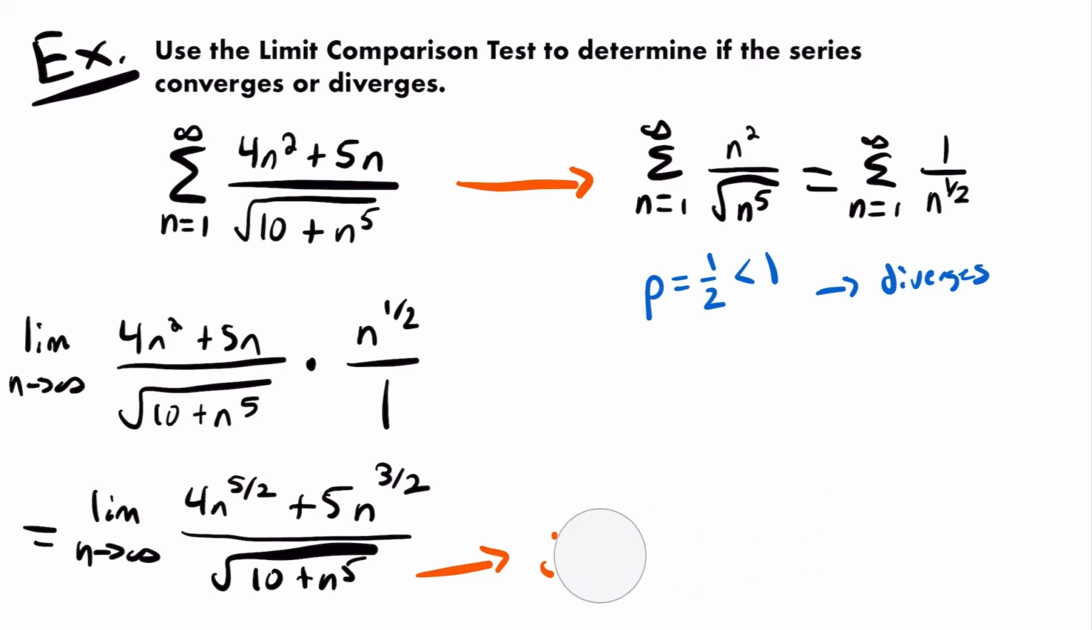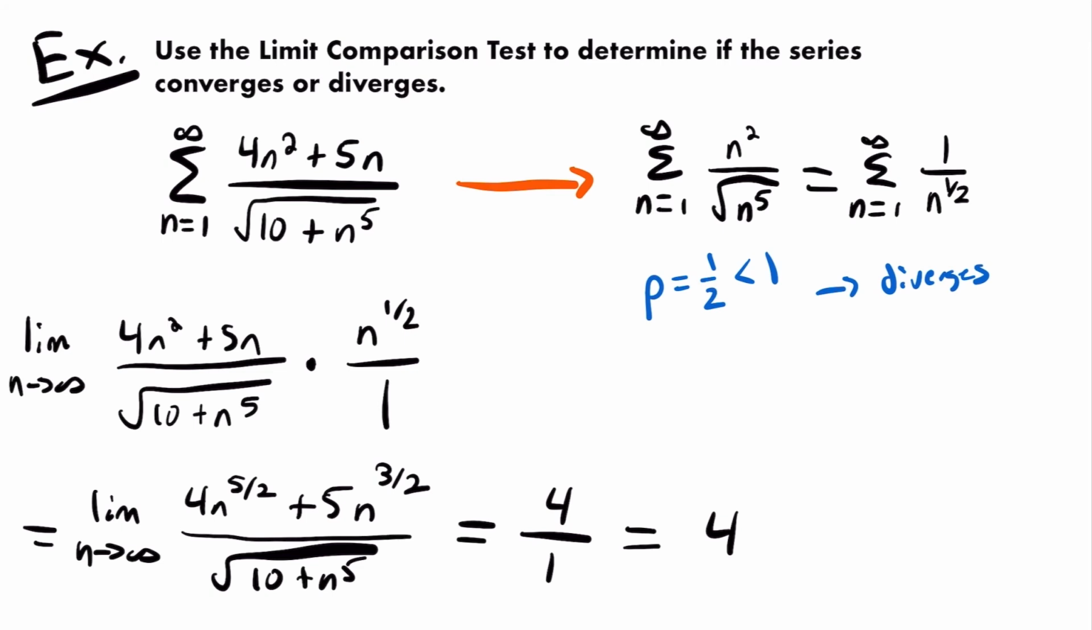And so, since those highest powers are equal, this limit as n approaches infinity will just be equal to the coefficients of those terms divided by each other. And so the coefficient of this term is 4, and the coefficient of this term is 1, or the square root of 1, but the square root of 1 is 1, and so this limit will be equal to 4 divided by 1, which is equal to 4. And so this limit is equal to a finite value, and so we can conclude that our original series will diverge just like our comparison series.